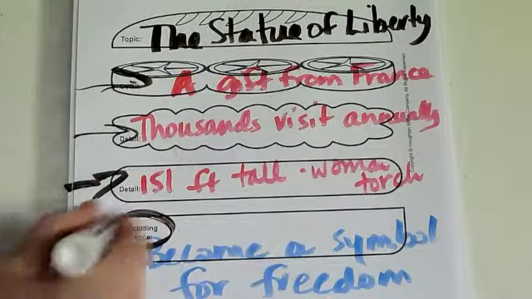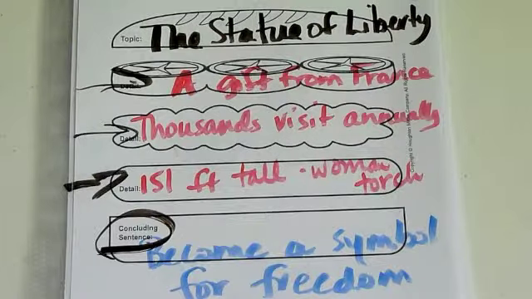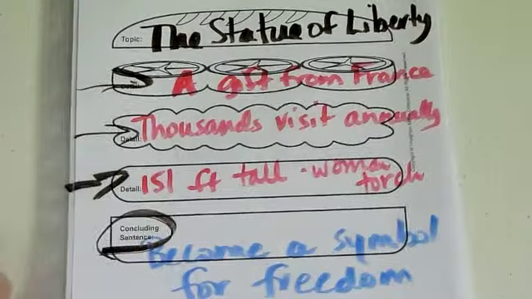Then you'd have this concluding sentence or paragraph that says whatever you would want to say about the Statue of Liberty. I think that it has become a symbol of freedom, not just for the United States, but for so many other countries. And give a strong conclusion about that. Again, main idea, details, and a conclusion.